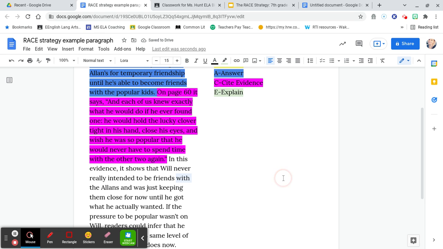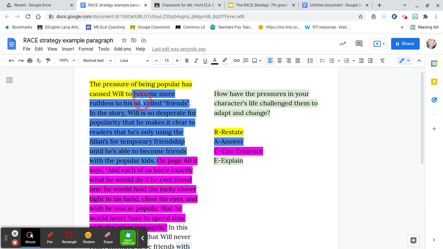And at this moment in the story, you guys, on page 60, this is when he's talking about how the second the Allens find a lucky clover, they're going to wish to be popular and just ignore each other for the rest of life. And I thought that was a really good piece of evidence to support that he's become sort of ruthless to his friends, because I feel that that's pretty mean to say he would never really give them the time of day again if he could wish for it on a clover. And so I thought that was a really good example to support this idea of him being really ruthless.